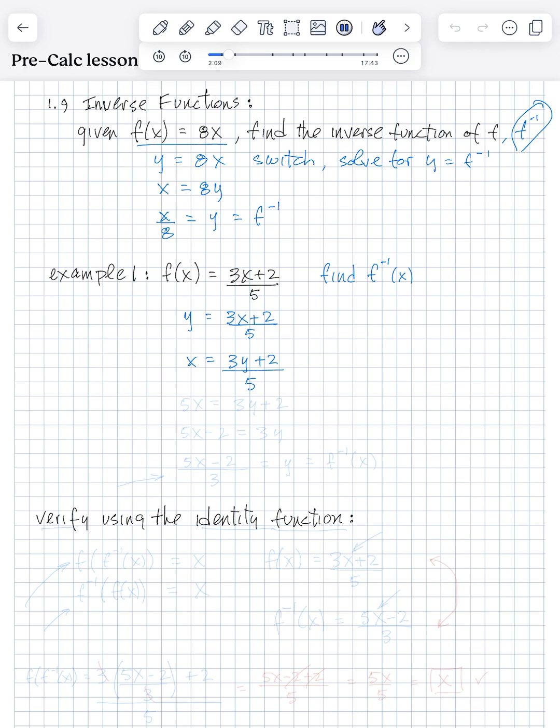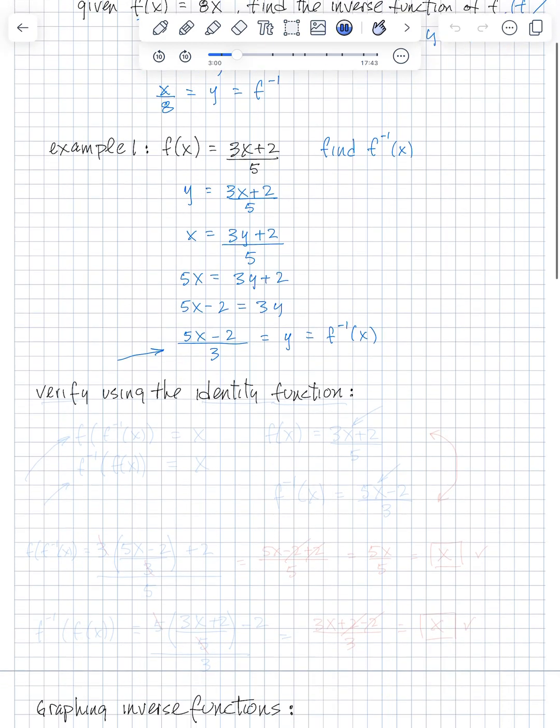And now we solve for y. So we're going to multiply both sides by 5. So we have 5x equals 3y plus 2. So we have to subtract 2 from both sides. 5x minus 2 equals 3y. And finally, we're going to divide both sides by 3. So we have 5x minus 2 divided by 3 is equal to y, which we are calling f inverse of x.